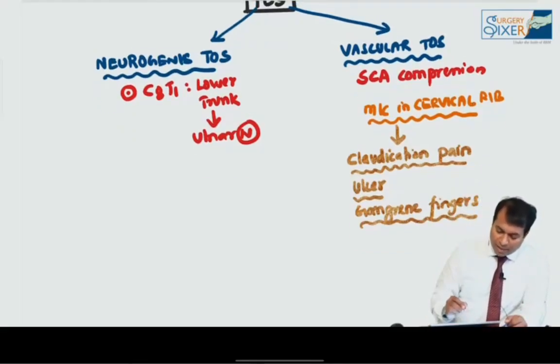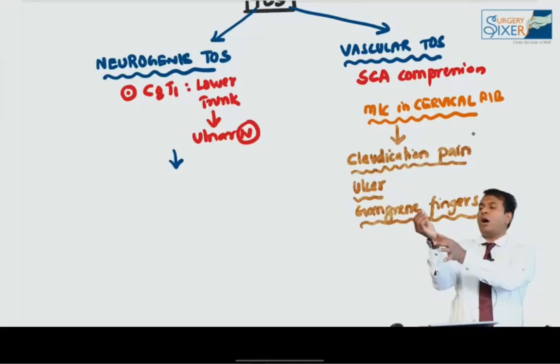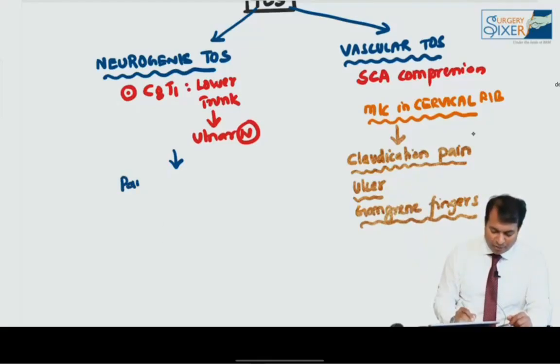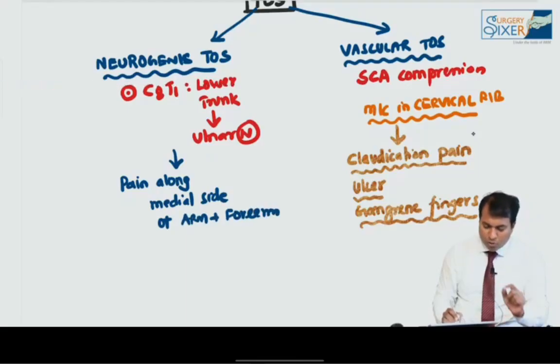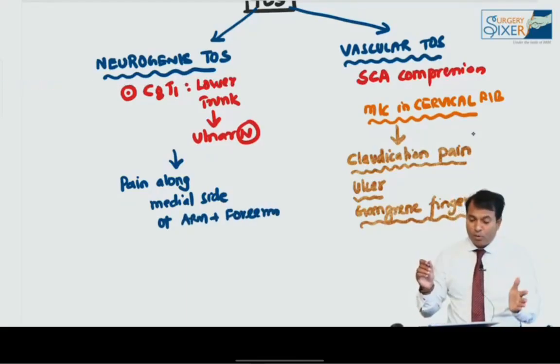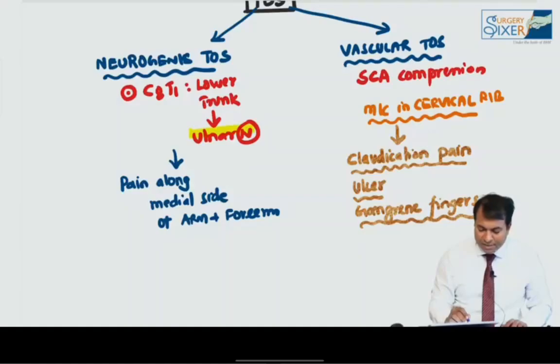And in neurogenic thoracic outlet syndrome, if the nerve is compressed, the ulnar nerve, there will be pain along the medial side of the arm and forearm. So these are the two types you should not forget: neurogenic thoracic outlet syndrome and vascular thoracic outlet syndrome. The nerve compressed is the ulnar nerve. Please don't forget, it is C8-T1 corresponding to the lower trunk that is more compressed.